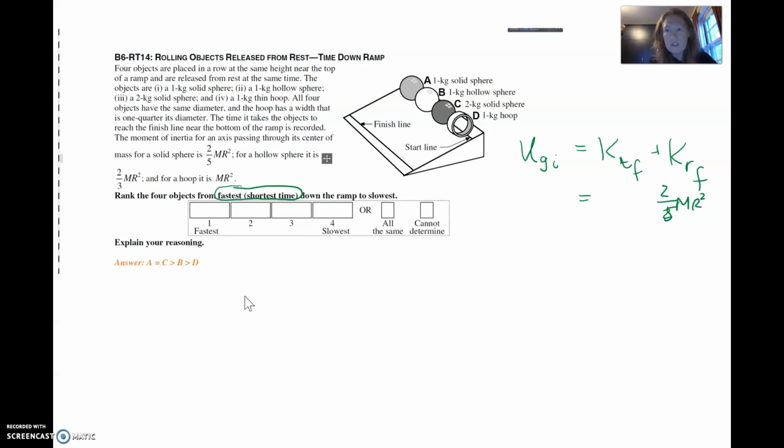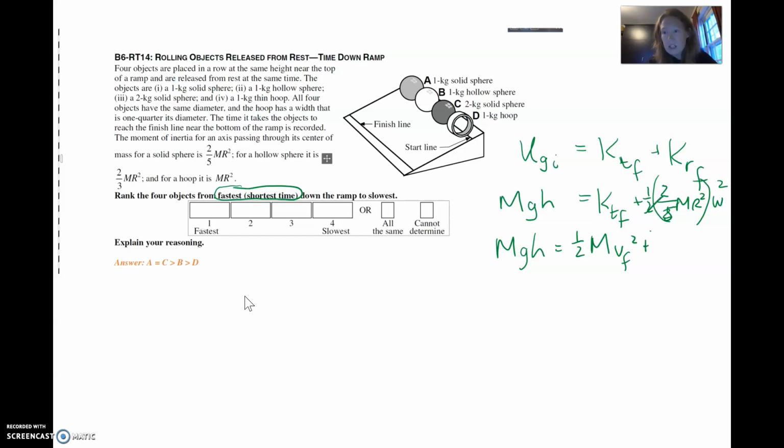2/5 r squared. That's just the I value though, right? So then that's times 1/2 times omega squared. That's that term, plus final energy. And then for that particular rotating object, that solid sphere, then it's going to have mass times g times h. Okay, if I keep going here, let's plug in, it's going to have 1/2 mass velocity final squared here.